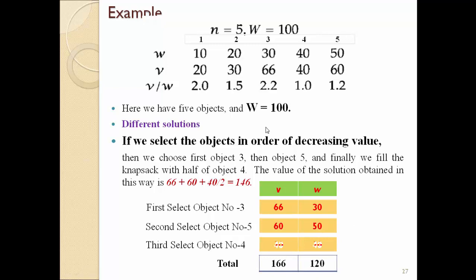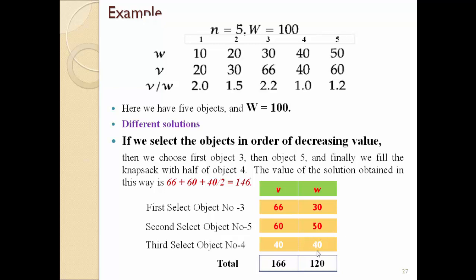The total weight now must not be more than 100. Right now it is 120, so it is not allowed. So we have to do something. We cannot fill the last object fully, because the last object has a weight 40 and value 40. So we cannot fill our full object here.